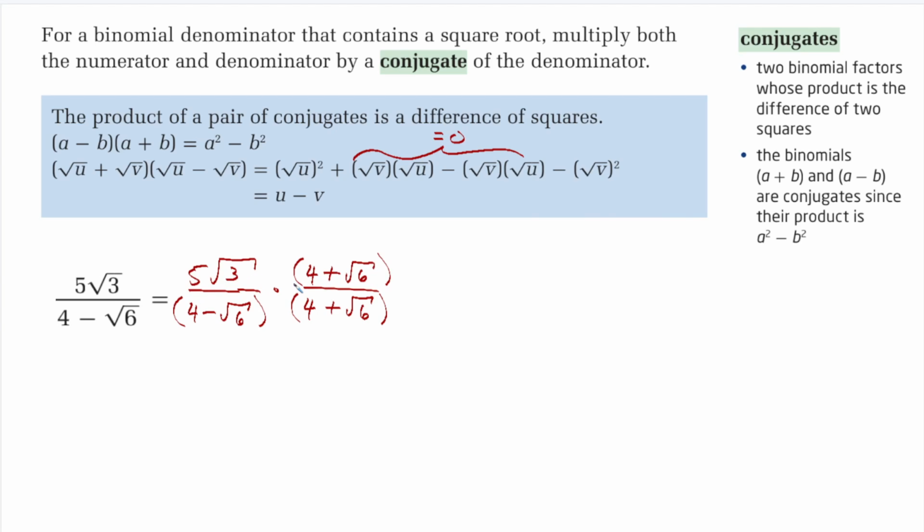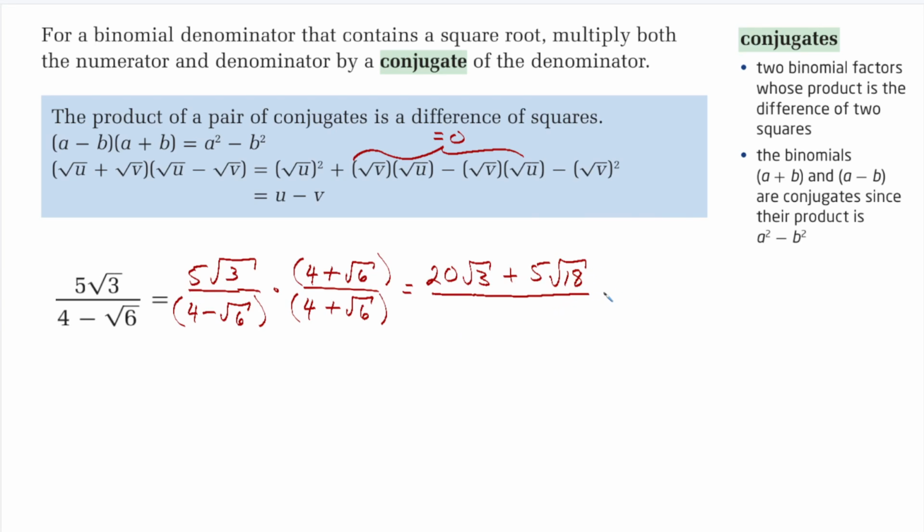Now let's do the numerator first, because the numerator is relatively straightforward. So we're going to have 5 root 3 times 4 plus root 6. We're going to use our distributive property here. The first term is going to be 5 root 3 times 4. So that's going to be 5 times 4, which is 20 root 3. The second term is going to be 5 root 3 times plus root 6. So that's going to be plus, the 5 has nobody to interact with because there's no coefficient, and the square root of 3 times the square root of 6 we can group together as the square root of 3 times 6, or the square root of 18.